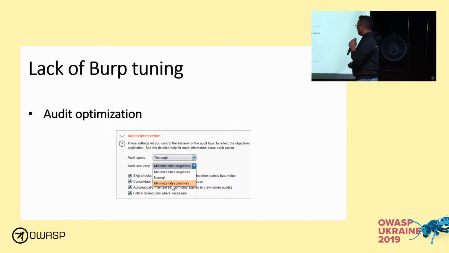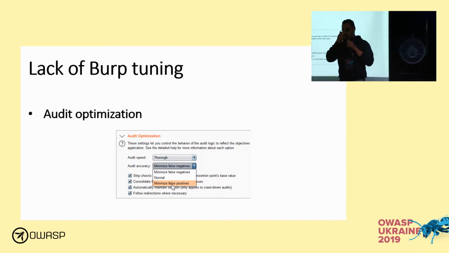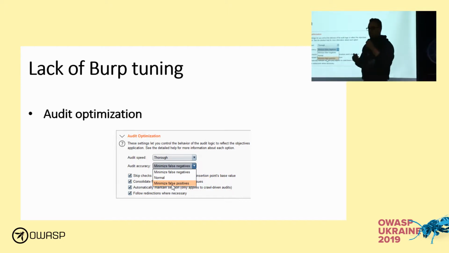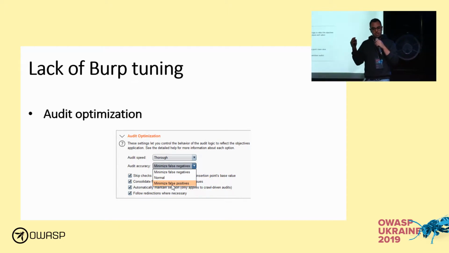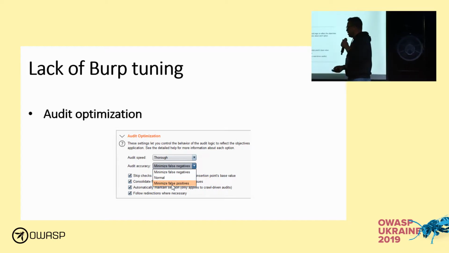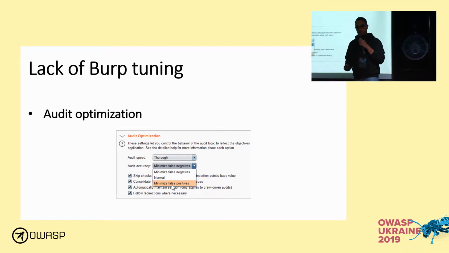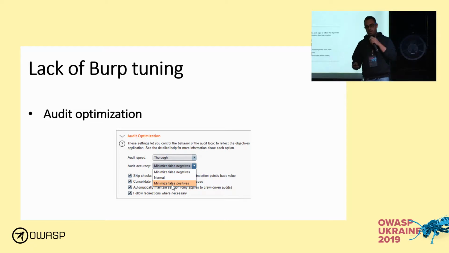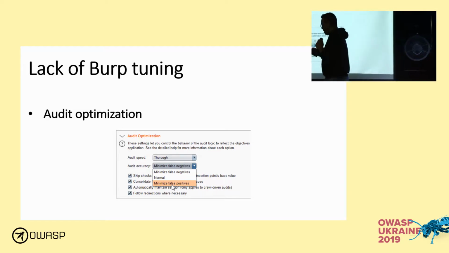And another one is minimize false positives. In my perspective, it is easier to handle the bugs and create the reports when Burp tries to minimize false positives. So this is some of the tuning that I do in Burp before I start a project. Okay.